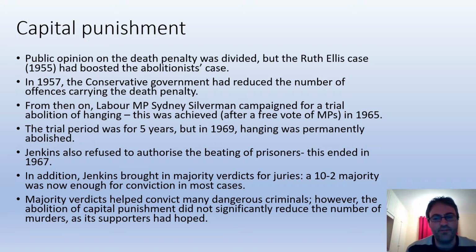Jenkins believed that the death penalty had no place in a civilised society. It wasn't just capital punishment either for Jenkins. Corporal punishment had been used in prisons, for example, where prisoners had rioted or defied instructions, where it was felt that they ought to be punished within prison. They could be beaten. And Jenkins again says this is completely out of place and completely wrong, and he made sure that was ended in 1967.